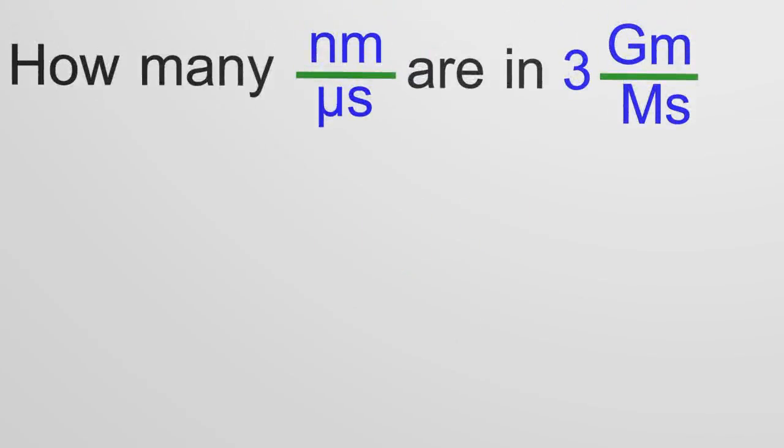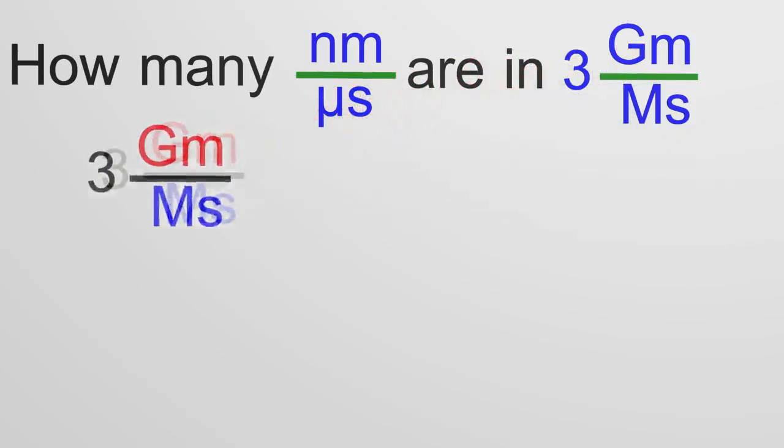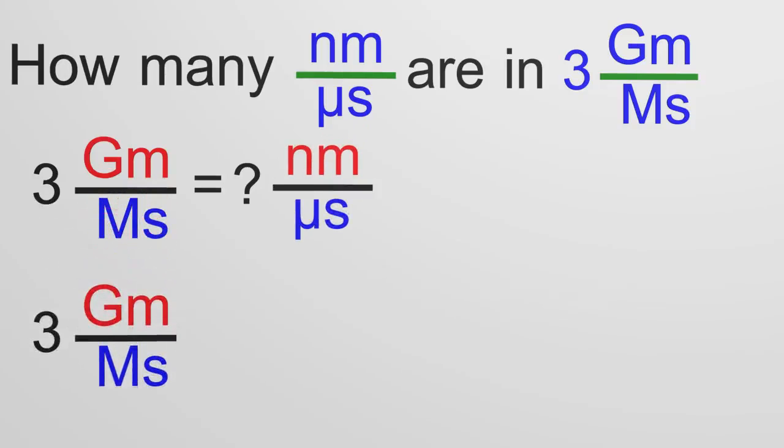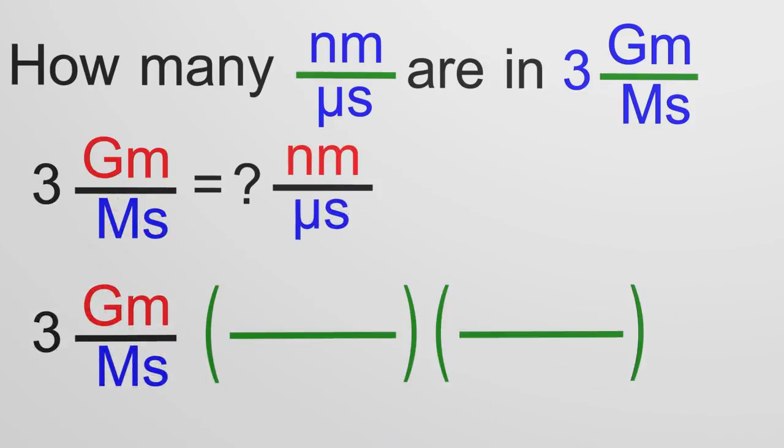Tip 1. What should we do if we have to use two conversion factors? Example 1. In this example we want to know how many nanometer per microsecond are in 3 gigameter per megasecond. We can write this phrase like this, that is, we can write it in mathematical form. We use the conversion factor method. In this example we have 2 units, so we need to use two conversion factors.